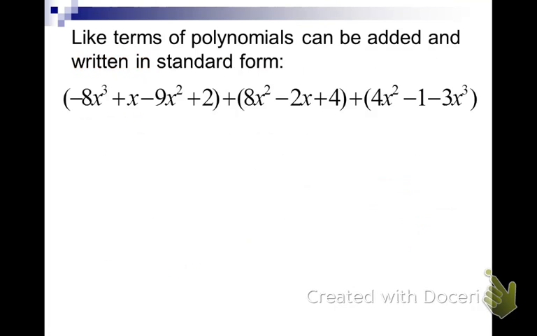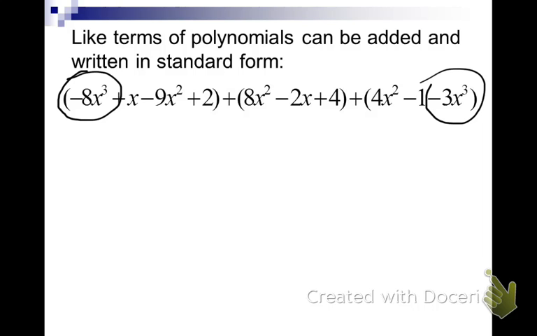Now, when we add and subtract polynomials, we add what we call like terms. Like terms have the same base and the same exponent. So when I start to add the first polynomial with everything else, I'm going to look for all of the cubic terms and add them together. So I have negative 8x to the third, and I have negative 3x to the third. Those will be added together.